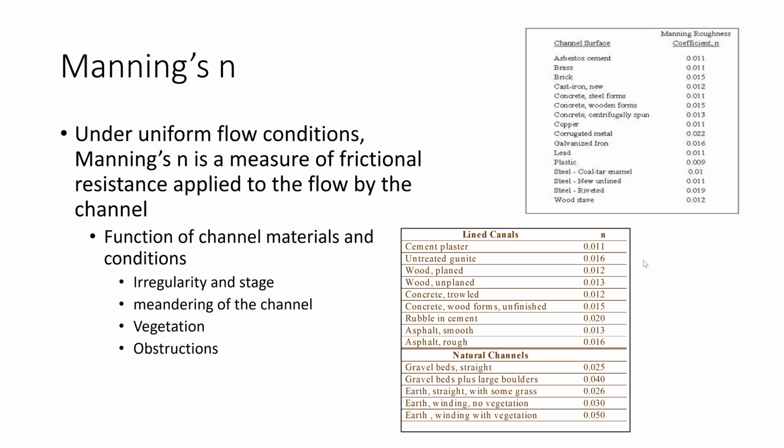So the Manning's n is another parameter. The Manning's n is a measure of the frictional resistance that's applied to the flow by the channel. And Manning's n depends on a variety of conditions, particularly the channel material, as well as the conditions in the channel, such as irregularity in the channels, meandering of the channels, presence of vegetation or other obstructions like big rocks. All of these affect the Manning's coefficient.